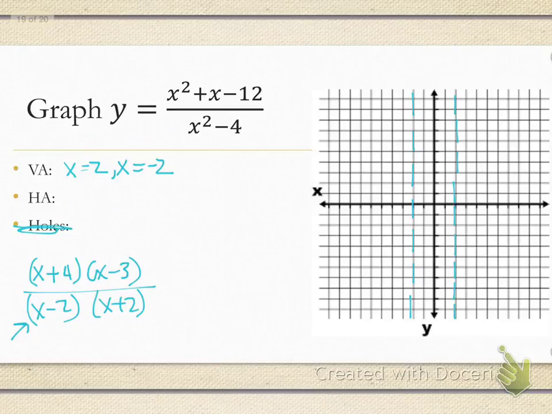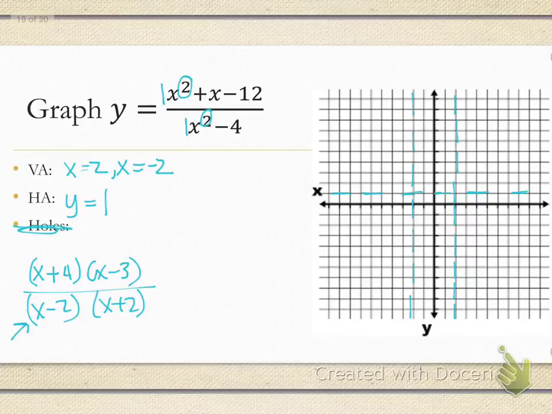Okay, and then horizontal, we look at the degrees. If they're the same, you use the numbers in front. So I got 1 and 1. So 1 divided by 1 then is going to be 1. So my horizontal asymptote is going to be at y equals 1. And horizontal, remember, is like the horizon, left to right. That's why it's y equals. And I didn't have any holes.